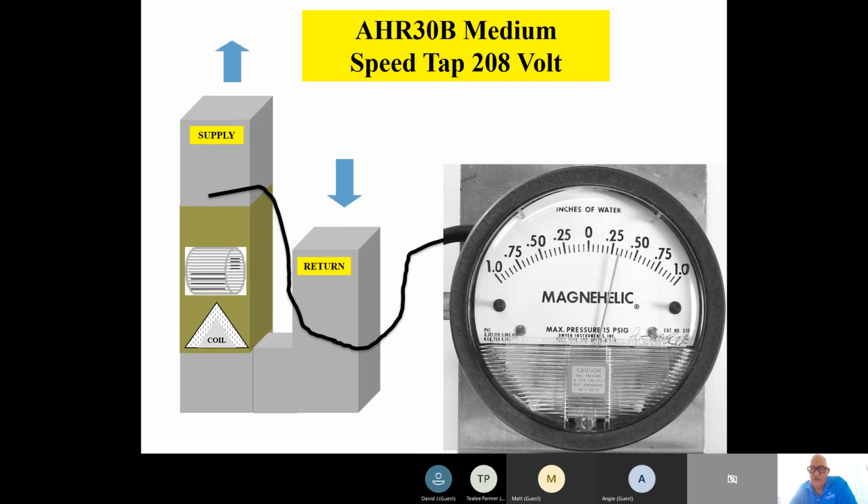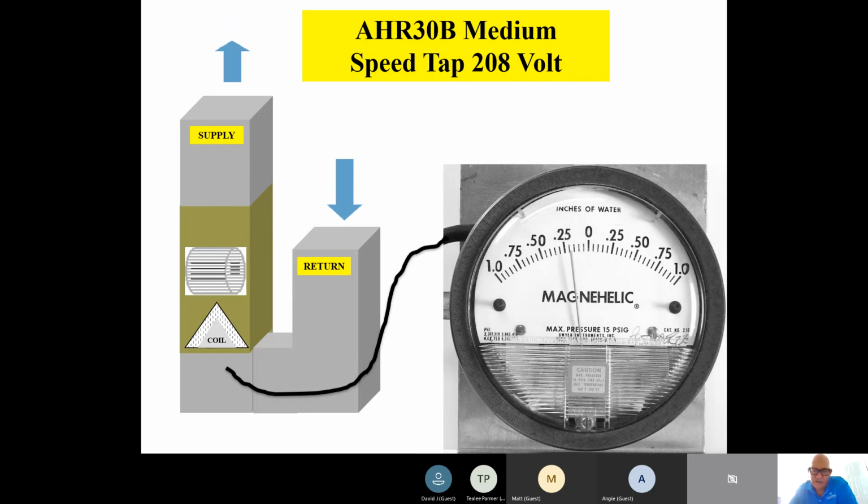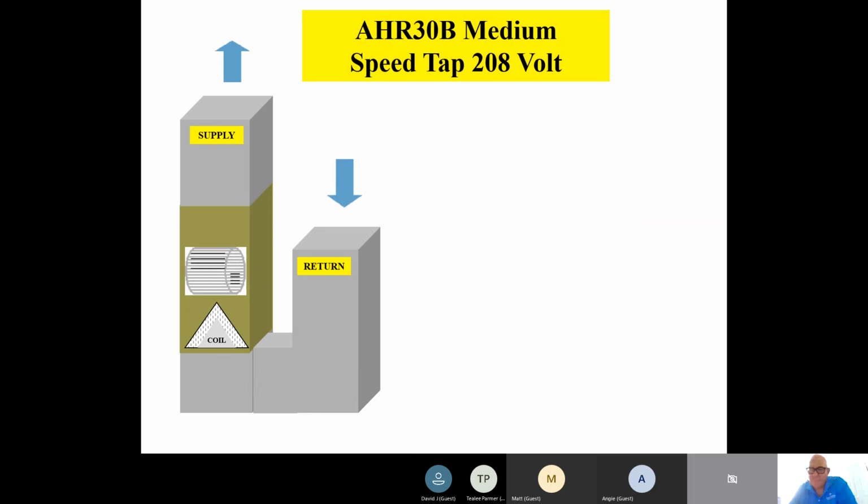So our first reading, AHR 30B, medium speed tap, 208 volt. Our first reading is a 0.3 on the supply. So please write that down or remember it, 0.3 on supply. And we've got a 0.2 on return. So please write that down or remember it. So a 0.3 on supply, 0.2 on return. We then add those values together for a total of 0.5 inches of static, total static pressure in this example.